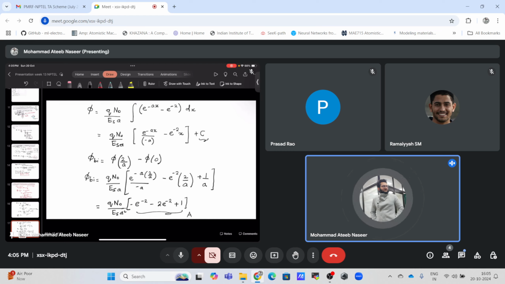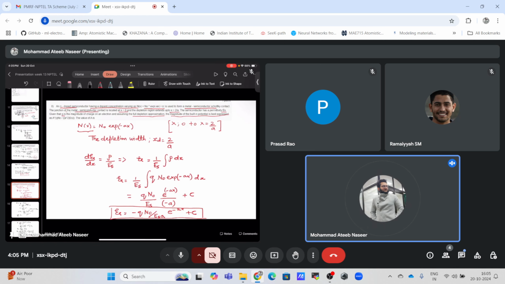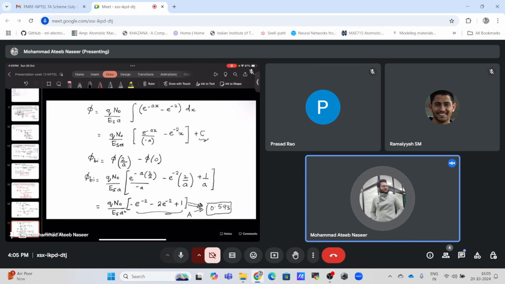So let me write it again, let me recheck it. e to the power of minus 2 times 3 minus 1 is 0.593. Okay, this is the value of this. So yes, there are no options to this problem. So any value between 0.58 to 0.6 would have worked for us.